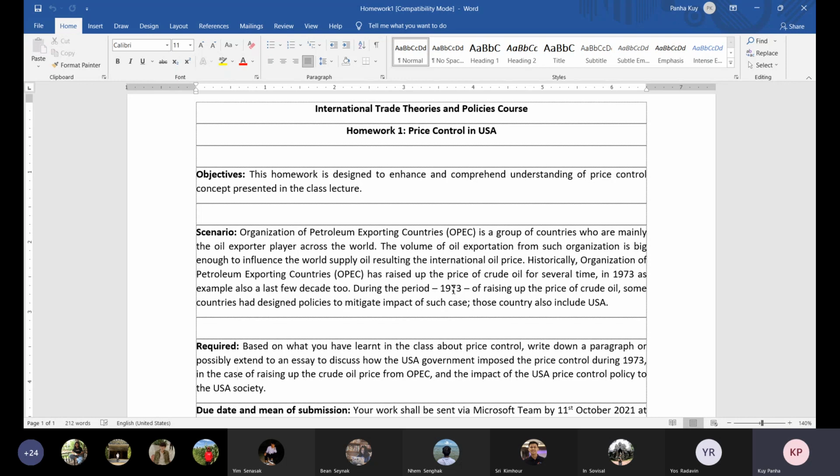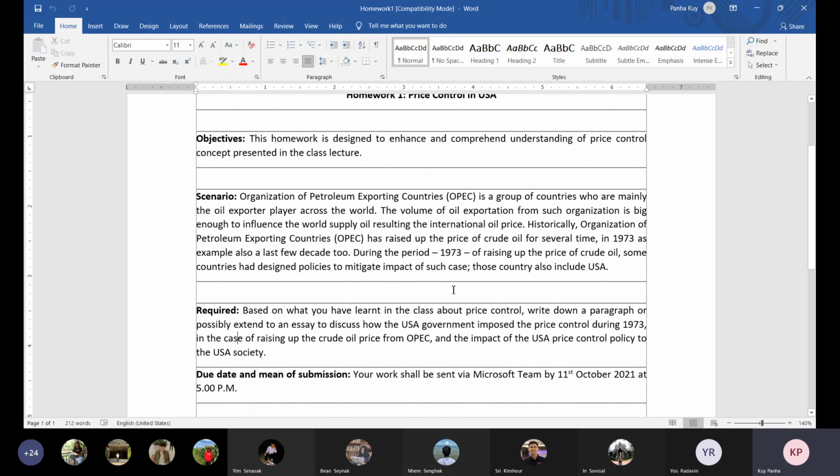So that is what I require you to do. Based on what you have learned in class about price control, write down a paragraph only, or possibly extend to an essay if you feel it's not enough for your illustrations, to discuss how the U.S. government imposed price control in 1973 in the case of the rising crude oil price from OPEC, and the impact of the U.S. price control policy on U.S. society. So there are two scenarios.